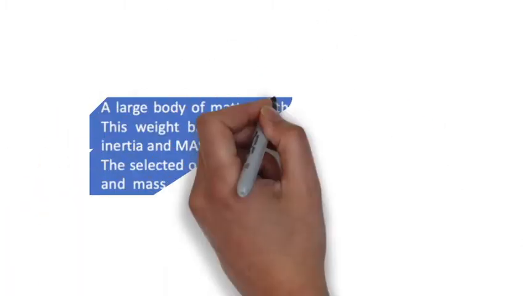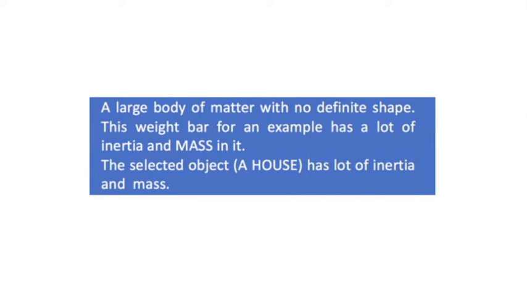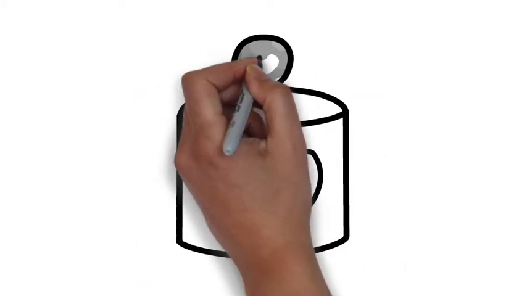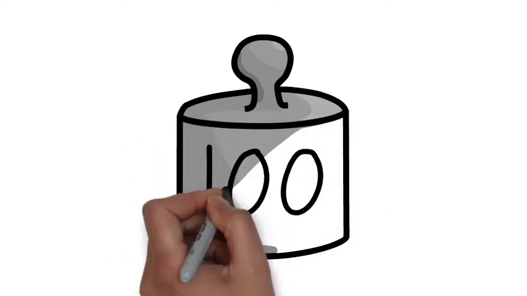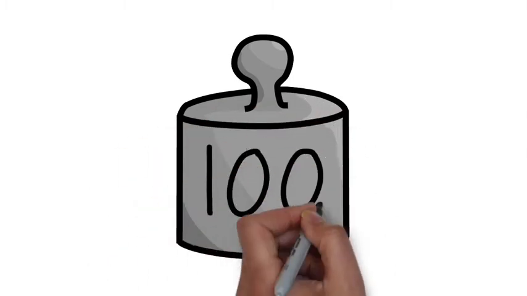So here's the next one, mass. A large body of matter with no definite shape. This weight bar, for an example, which is going to come later, is going to show how much mass it has. As you can see, a house has a lot of inertia and mass in it, depending on how big it is. And here's the weight bar, it's 100 pounds, which is a lot of mass, pretty much.